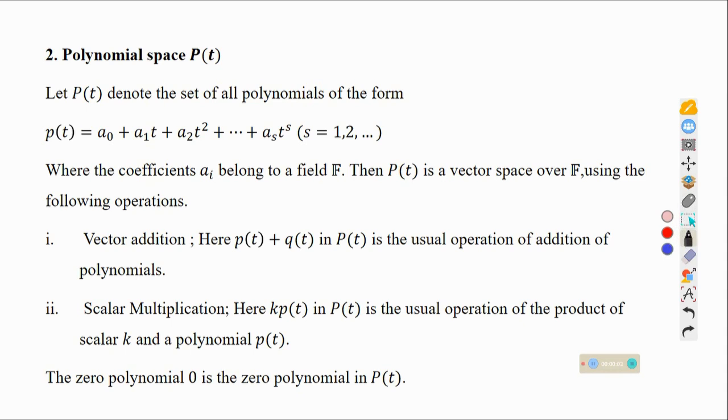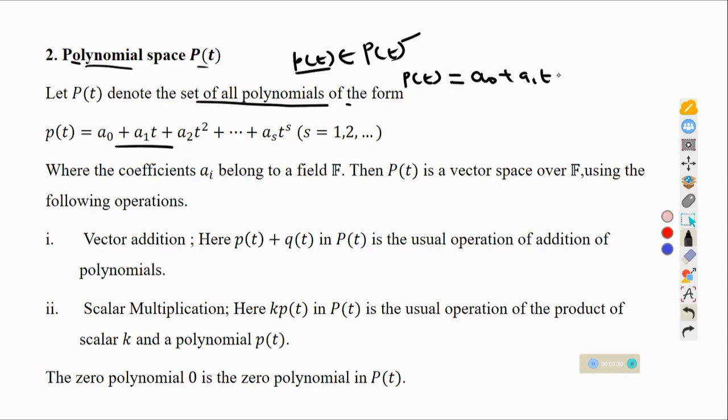Let us talk about another space, which is a vector space. That is what we call the polynomial space P(t). So P(t) is the set of all polynomials that have this form. It means p(t) is an element of P(t). So if p(t) is an element of this set, then we can represent p(t) as a0 plus a1 t plus up to as t to the power s, where s takes values from 1, 2, and so on.